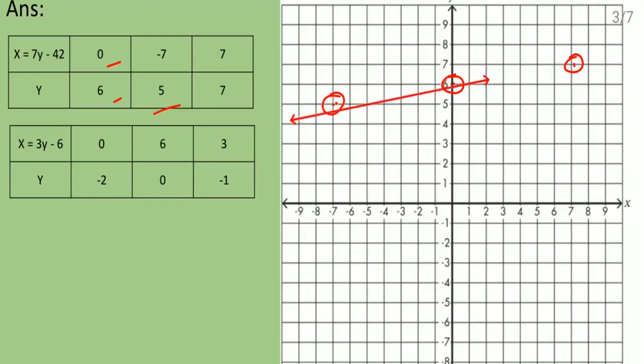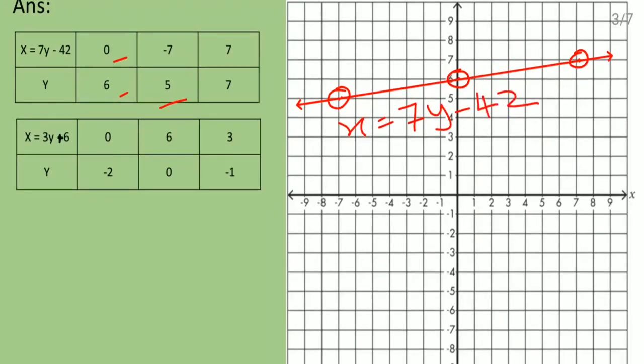See here, it's not coming properly. It should come properly. It should go through all the 3 points. See, we got it now. As we complete this line, write down the equation on this line. So this one is x which is equal to 7y minus 42. This is the graph for this equation. Let us go towards the second equation.